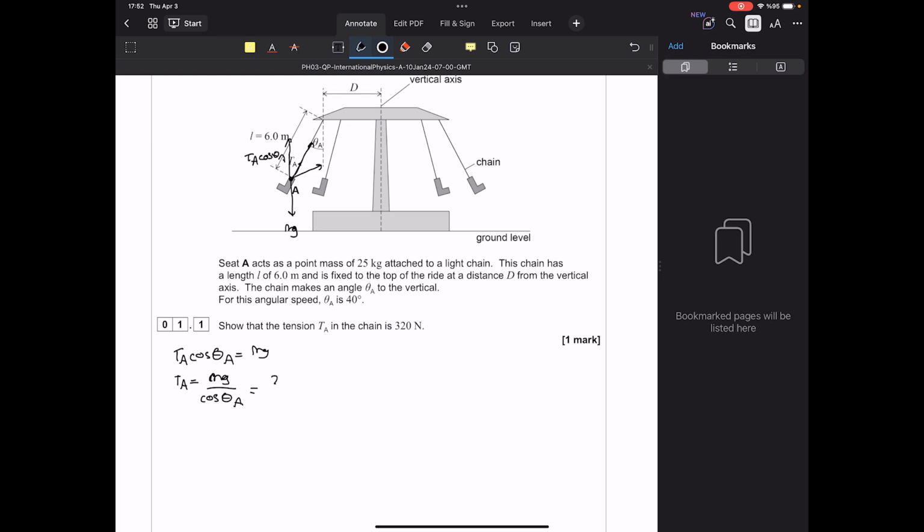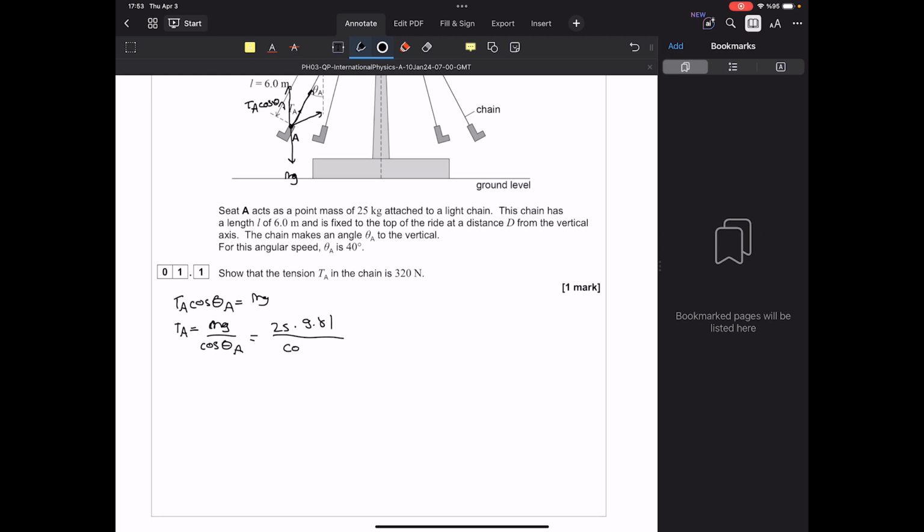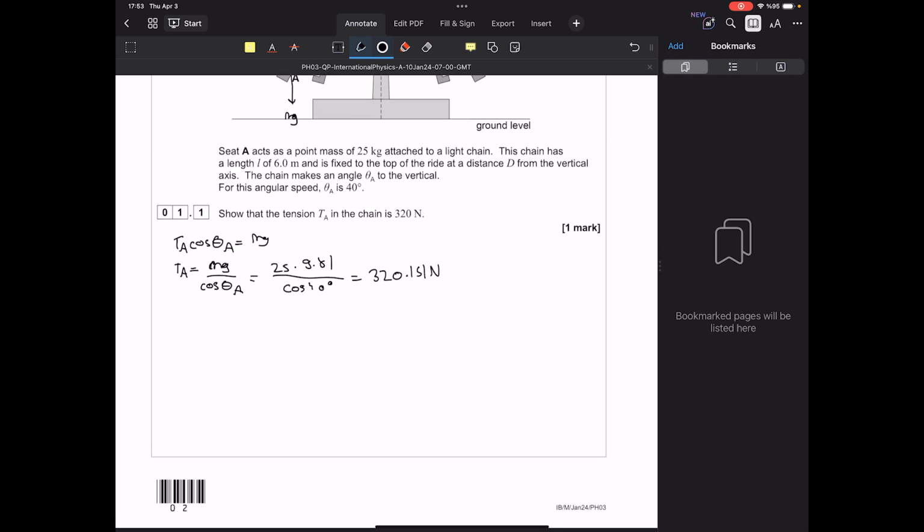That's going to be 25 kilograms times 9.81 meters per second squared divided by the cosine of 40 degrees, which let me put into my TI real quick. We get 25 times 9.81 divided by the cosine of 40, which gives us 320.151 newtons. All right, which is indeed approximately 320 newtons.